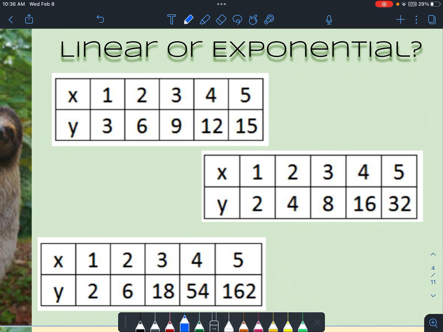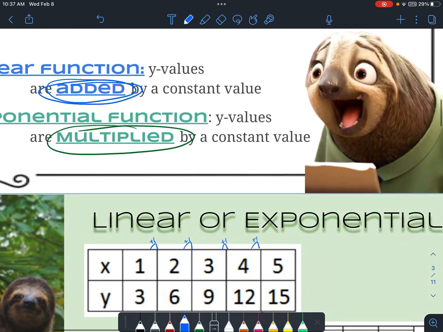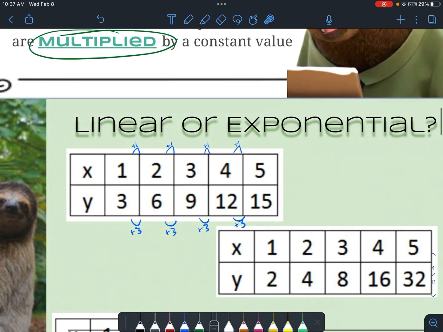And we'll look at this first one, where we did this in the first semester, where we see that we're adding 1 each time on the top. So our x is just changing by +1. The y is changing by +3. We're adding 3 each time. That's what we mean when we say that we are adding. The y values are added by a constant value, because we're adding 3 each time. So this one right here would be linear because we're adding.